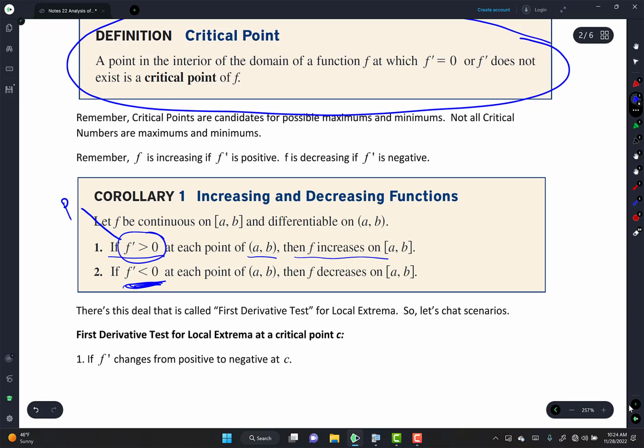Let me write this down for good notes. POS. I better write everything. That says positive, and then this means negative.